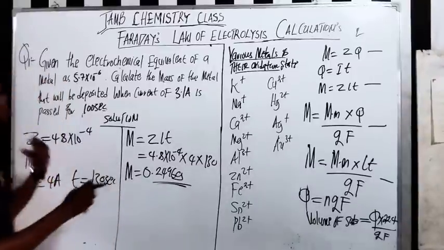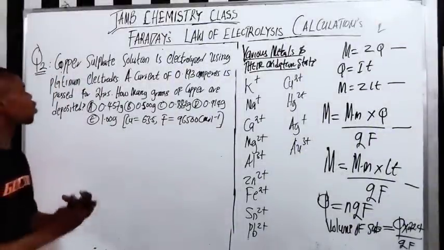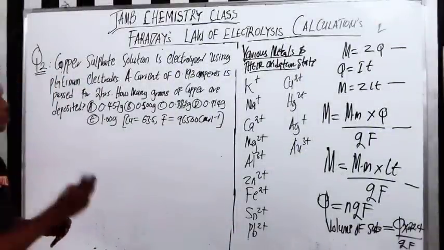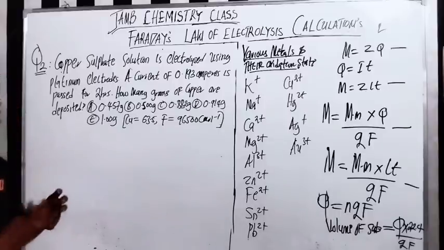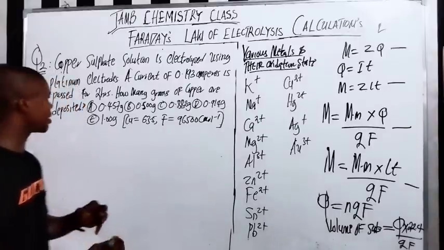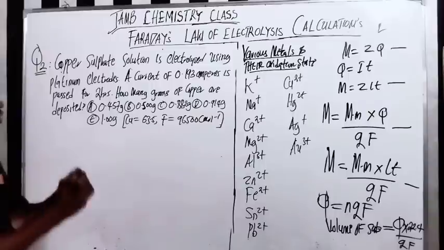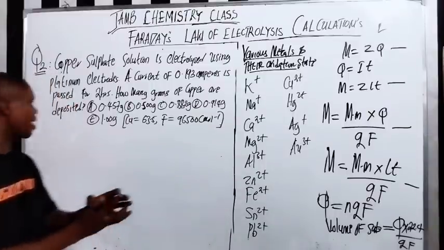I want to see what you can do. So let me do question 2. Okay, now let's look at the second question. A copper sulfate solution is electrolyzed using platinum electrodes. A current of 0.193 amperes is passed for 2 hours. How many grams of copper are deposited?